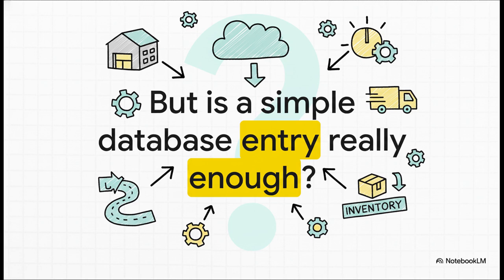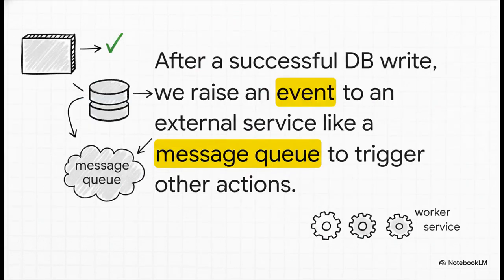You've got to notify the warehouse, kick off the delivery pipeline, update your inventory count. That one single database write needs to set off a whole chain reaction of other tasks. So how do we usually solve this? Well, we build event-driven systems.